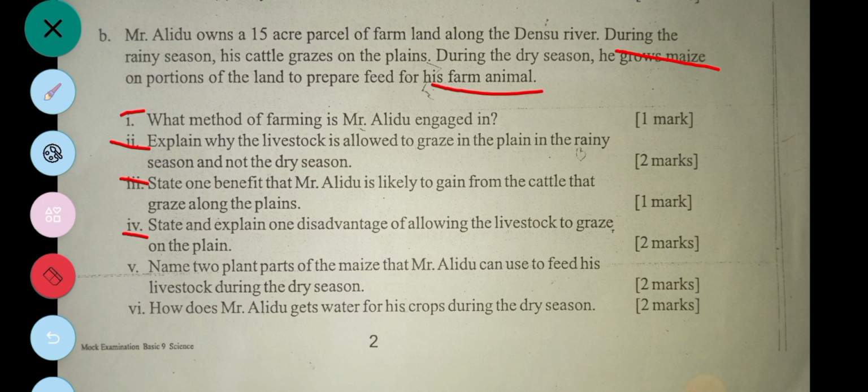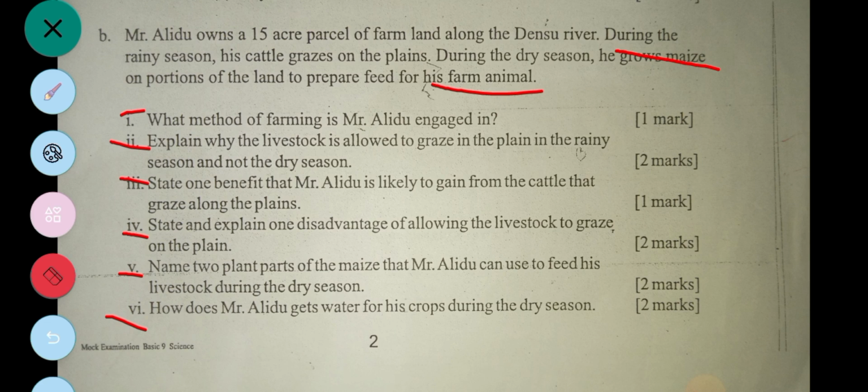Then the next question says, name two plant parts of the maize that Mr. Alidu can use to feed his livestock during the dry season. He can use the leaves, and he can also use the stalk. Then the next question says, how does Mr. Alidu get water for his crops during the dry season?